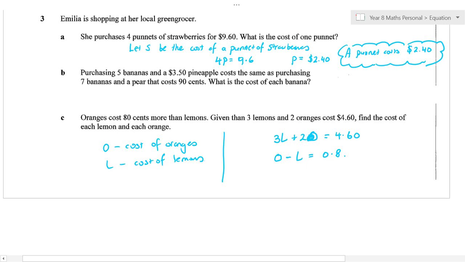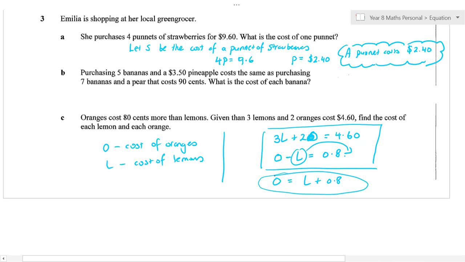Now, this one's a little bit of a tricky one because you've got 2 equations. But what we can say is that oranges is equal to lemons plus 0.8. I'm actually getting this L to the other side. Now, I'm going to get you to see if you can finish this one yourselves, okay? But the hint is, wherever I've got O for oranges, I can replace that with L plus 0.8. And I can put that in this equation to only have one unknown.